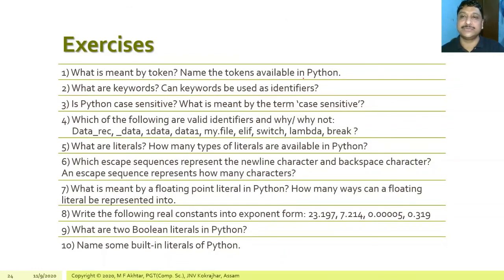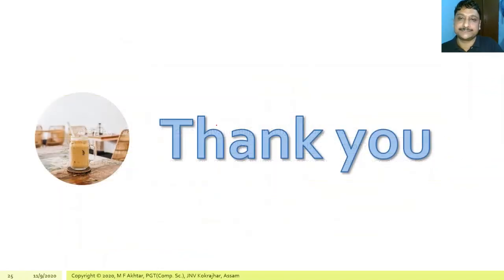Now we have come to the end of this chapter, and we have given you some exercises which you have to do. Simple exercises: what is meant by token, and name the tokens available in Python. There are 5 tokens: keyword, identifier, literal, operators, and punctuators. What are keywords? Can keywords be used as identifiers? These simple questions you have to answer. Okay, and thank you.